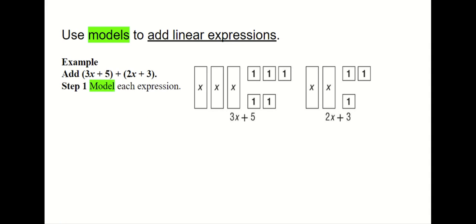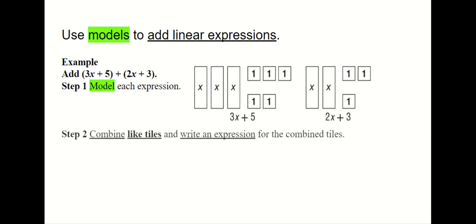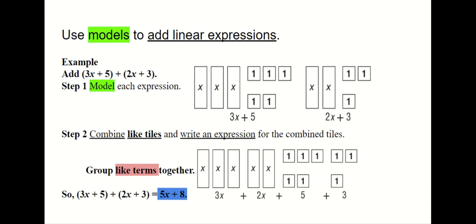If we add them together, that was our model, we're going to combine like tiles. So we're going to add all the x's, and then we'll add all the ones. So we'll group like terms together. So 3x plus 2x gives us 5x, and then 5 ones plus 3 ones gives us 8.